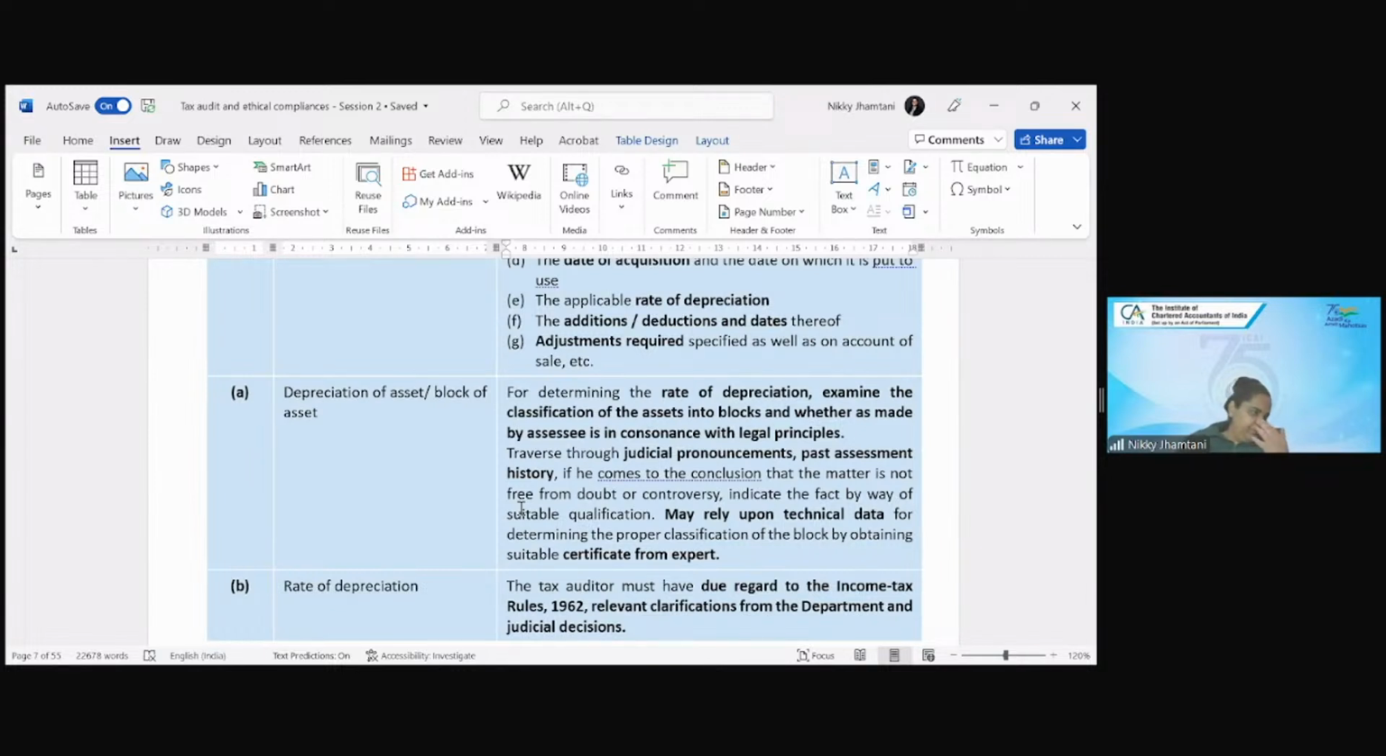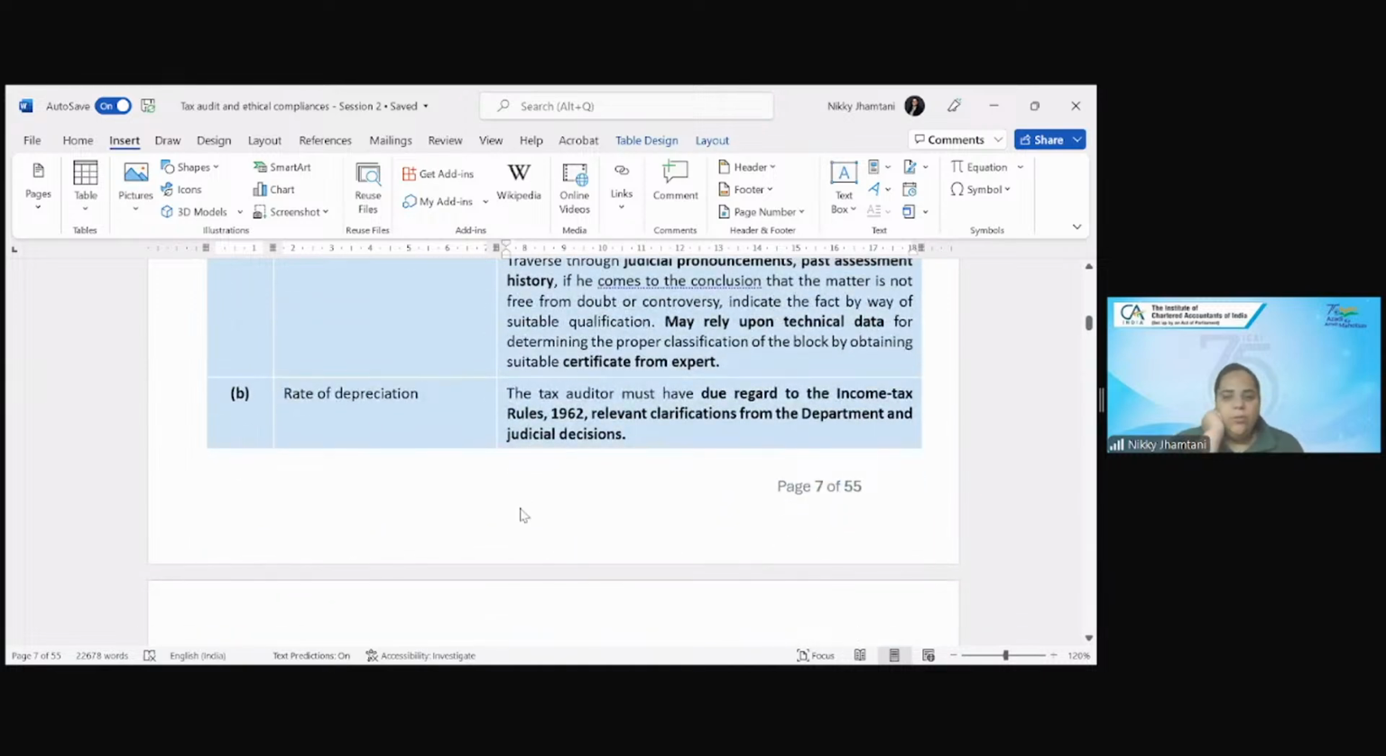तो आपको रेट ऑफ डेप्रिसिएशन के लिए सबसे पहले क्लासिफिकेशन देखना पड़ेगा कौन से ब्लॉक के लिए है और वेदर जो डेप्रिसिएशन ले रहा है वो सही लीगल प्रिंसिपल्स या जुडिशियल प्रोनाउंसमेंट के बेसिस पे है. पास्ट असेसमेंट हिस्ट्री भी देखो, अगर पास्ट असेसमेंट्स में डेप्रिसिएशन का क्लेम लिया था और वो चैलेंज हुआ है तो वो भी देखना है. ठीक है. And the auditor may rely upon technical data for determining the proper classification of the block by obtaining suitable certificate from the expert. Then rate of depreciation में क्या लिखना है?